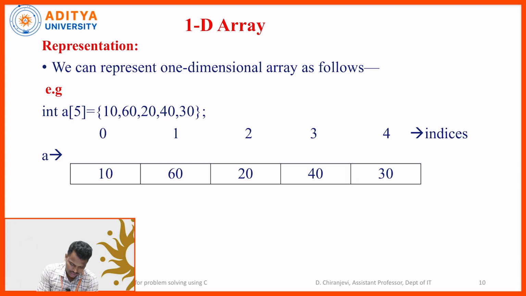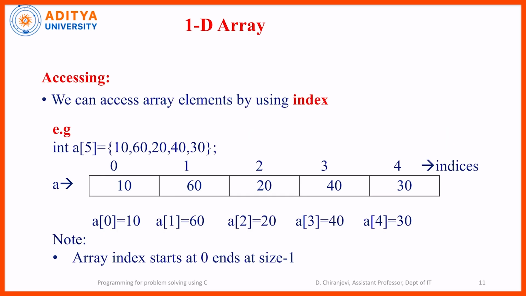By using the array name and its respective index. If you print a of 0, it will give you the value 10. A of 3 will give 40. Similarly you can access any element in the array. This is a simple representation of the memory of an initialized array. Now how can we access? Just now I told that by using the array index you can access the elements. Not only access, initialization can also be performed by using the array index.